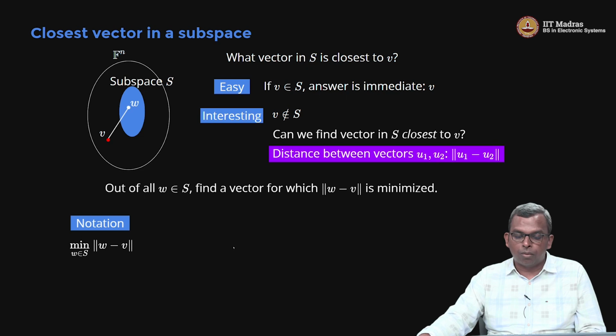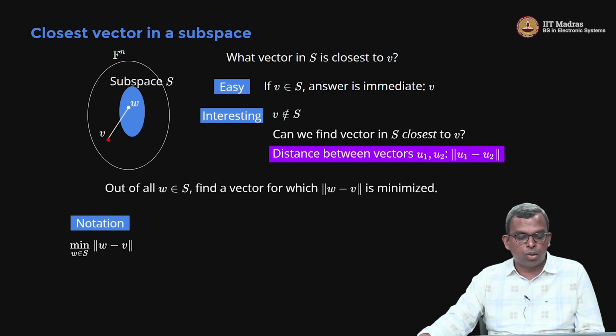But here is notation. This notation is important to understand. This problem, out of all w in S, finding a vector for which the norm of w minus v is minimized, is succinctly written in this notation: min over w in S of the norm of w minus v. Okay, so this is what's called the objective function, and I'm minimizing it over the variable that I have, which is in fact a vector here, right. So, minimize over all vectors w in S the norm of w minus v.